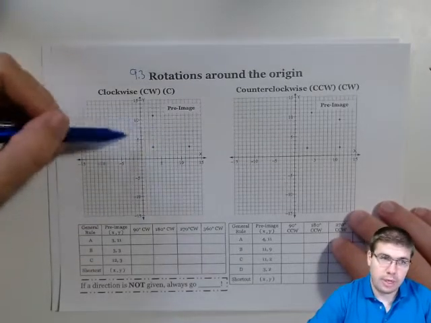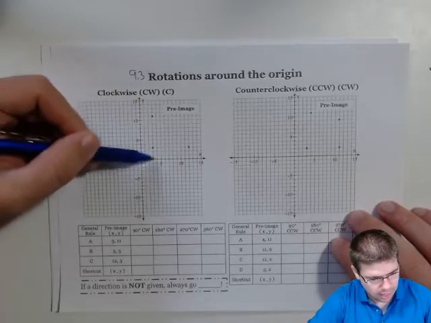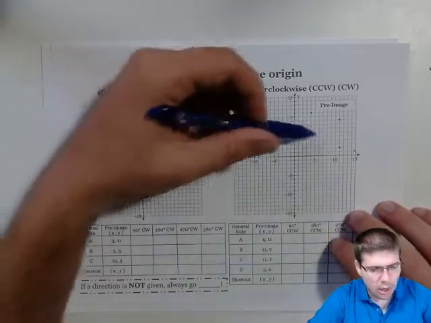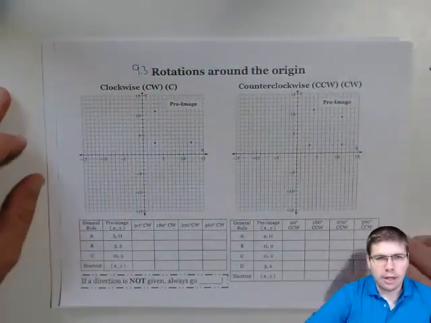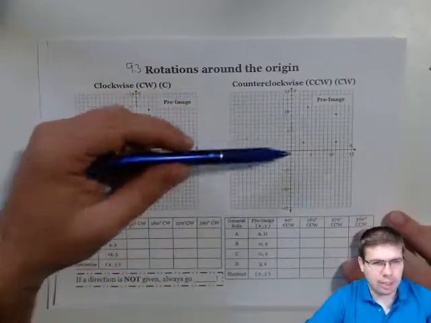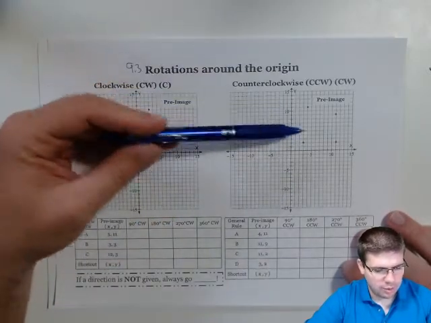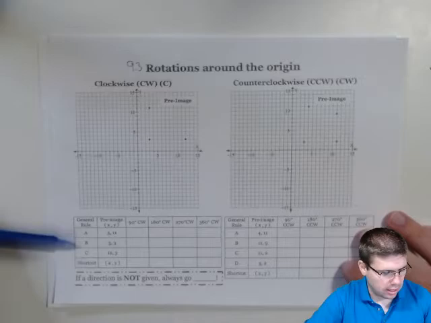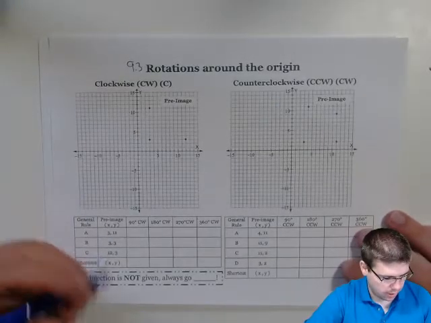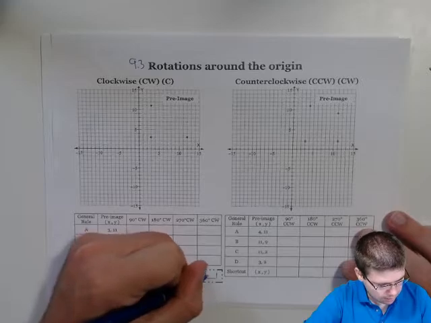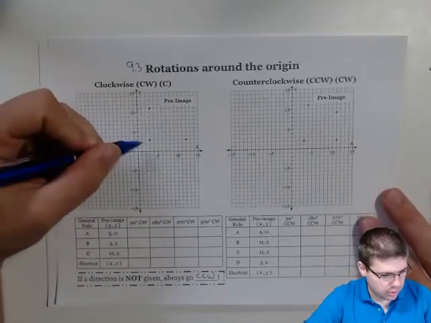And so we could rotate clockwise, which is going to the right, or counterclockwise, which is actually the standard direction, since we label quadrant 1, quadrant 2, quadrant 3, quadrant 4. So we rotate counterclockwise by standard. If a direction is not given, it just says rotate 90 degrees, you go counterclockwise. All right, so let's start with some clockwise rotations.